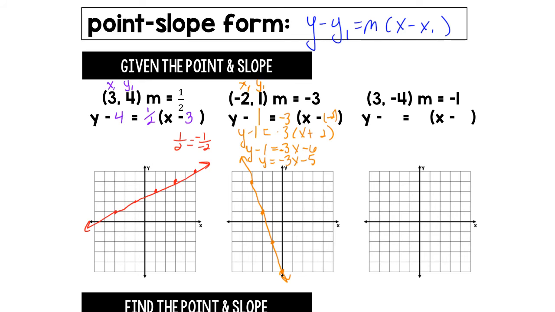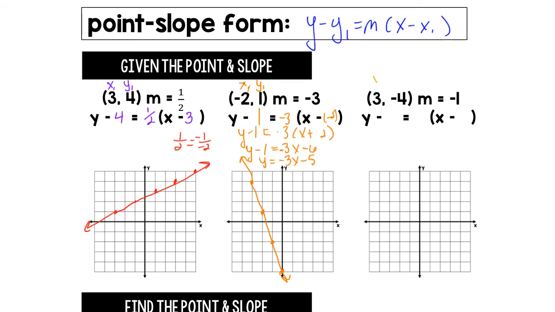I think it is immeasurably easier to use point slope form to graph an equation than it is to be given a point and a slope and use slope intercept form. So this is the way that I'm going to suggest you do it.